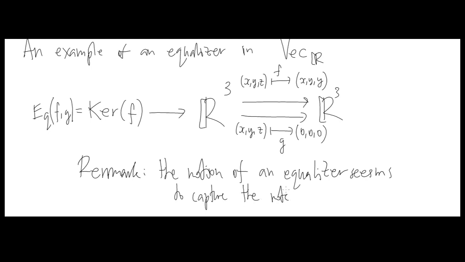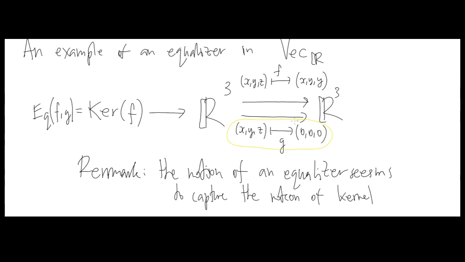So I'm making a remark here, a conceptual remark. The notion of an equalizer seems to capture the notion of kernel, which is an important notion in algebra, and not just for vector spaces, but for other structures as well, for instance groups. But if I really want to fully abstractly capture kernel, I also need to define abstractly what this is. What does it mean for a map to map everything to zero?